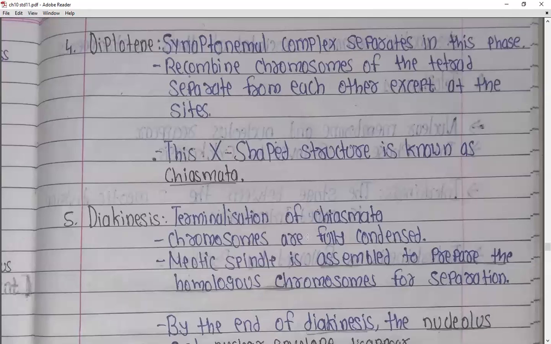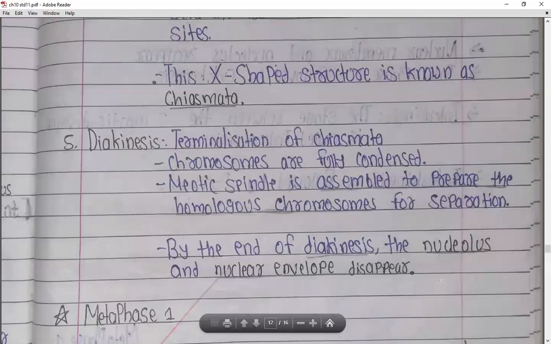By the end of diakinesis, the nucleolus and the nuclear envelope disappear. So in this phase of prophase 1, the nuclear envelope, that is the nuclear membrane, as well as the nucleolus, those two of them degenerate, or we can say they disappear. When the metaphase is entered, the nuclear membrane is degenerated, and for this reason the genetic material is dispersed inside the cytoplasm. So this is about prophase 1 of meiosis 1.